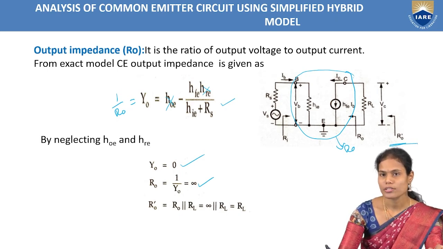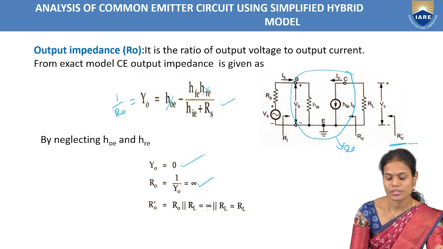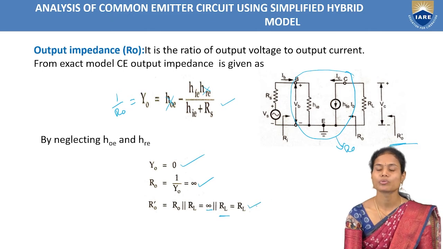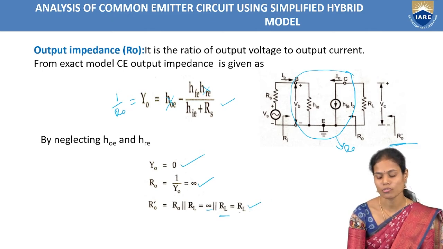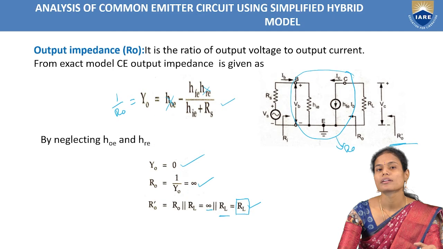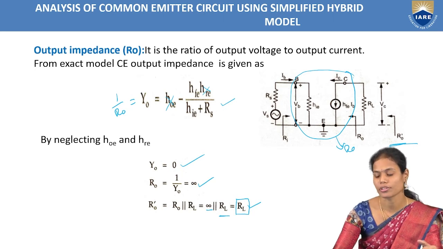How we can find the R0 dash means if we are looking from the output terminals, how much resistance we are getting, that indicates the overall output impedance. So here the R0 dash is the parallel combination of the output resistance as well as the load resistance. So here the output resistance is infinity and it is parallel with the load resistance. So we will get the overall output impedance of the amplifier equal to RL. So these are the approximated amplifier parameters by using the approximate equivalent hybrid circuit in the case of common emitter configuration.